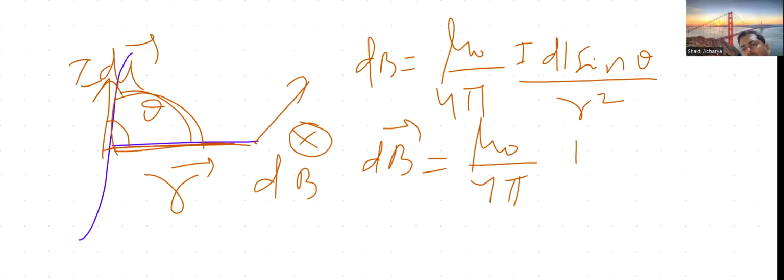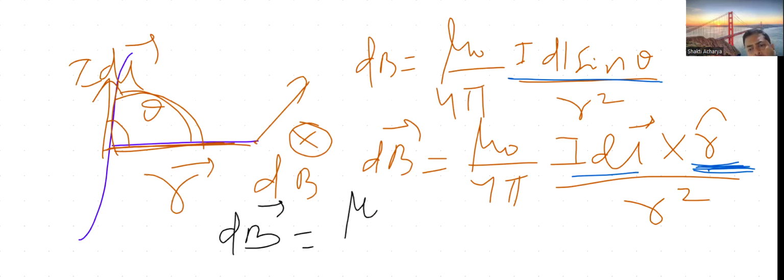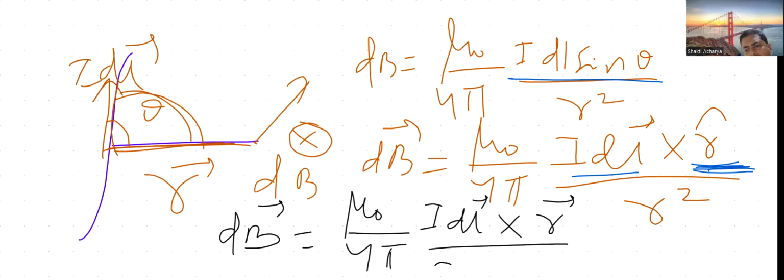So I can write I dl vector cross r cap by r square. I cannot write r vector here because it will change the whole magnitude. So I dl magnitude is I dl, r cap magnitude is 1. So I dl cross r cap will be I dl sine theta into 1. So it will be I dl sine theta by r square. But if I want to write it in a complete vector form, then I can change it like this. That is dB vector equal to mu naught by 4 pi I dl cross r cap, which can be represented as r vector divided by magnitude of r.